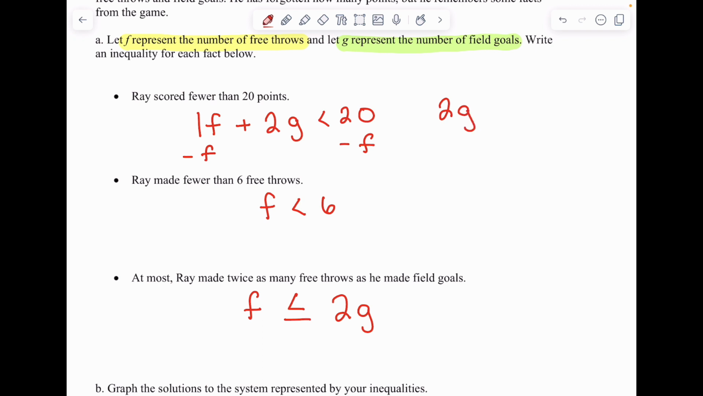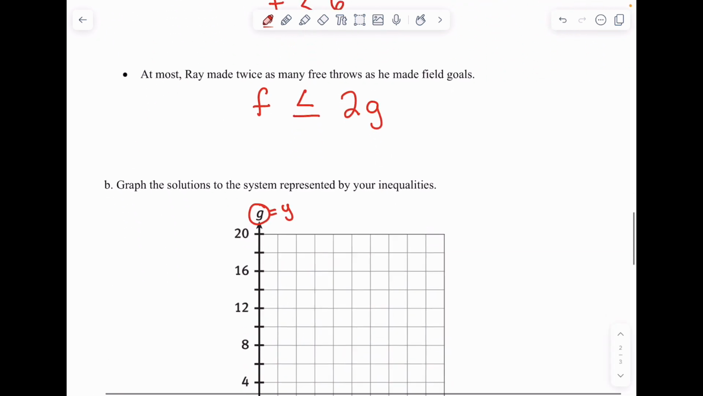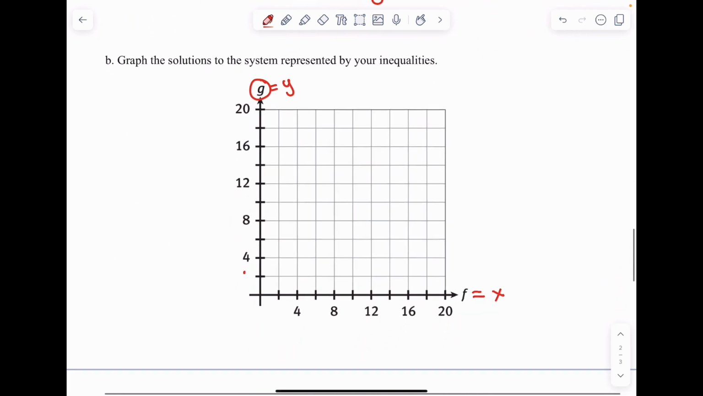So starting with my first inequality, I am going to subtract F to either side, and I will have 2G is less than negative F plus 20. And then to get G by itself, I'm going to divide by 2 to everything. And so I'll have G is less than -1/2 F plus 10. So this tells me that I start at 10 and I go down 1 and to the right 2 every time. And notice how I'm counting by 2's.